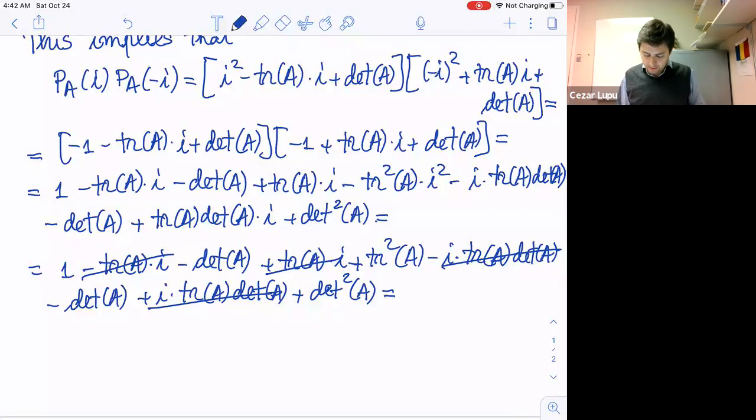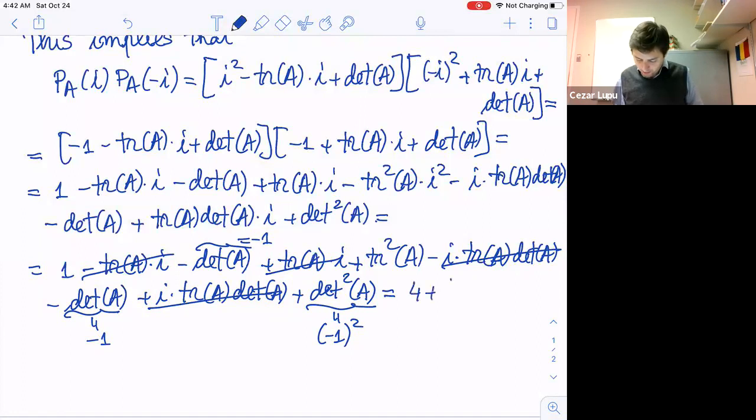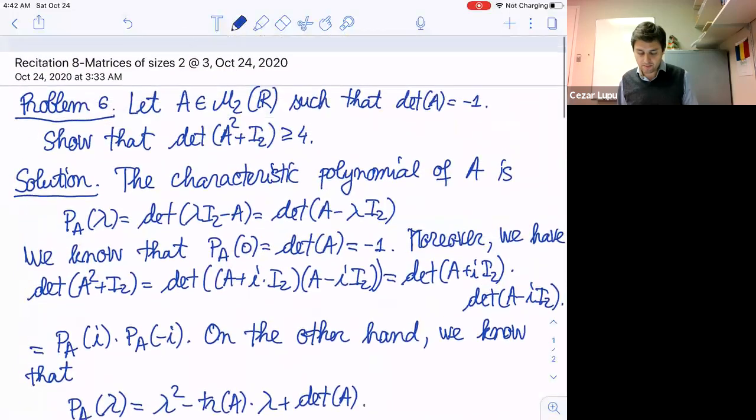All right, let's see. The determinant is, this is -1 squared. This is -1. Wow, this is -1 here. So we have 1 plus 1 plus 1 plus 1, so it will be 4 plus trace squared of A, which will be greater or equal than 4. Because this is a square, so it's a non-negative real number, which will give us the inequality that we needed to prove.